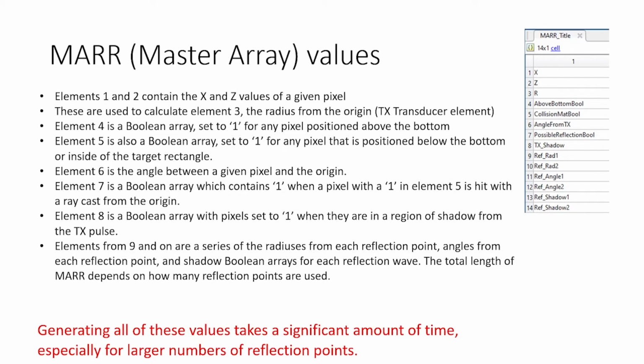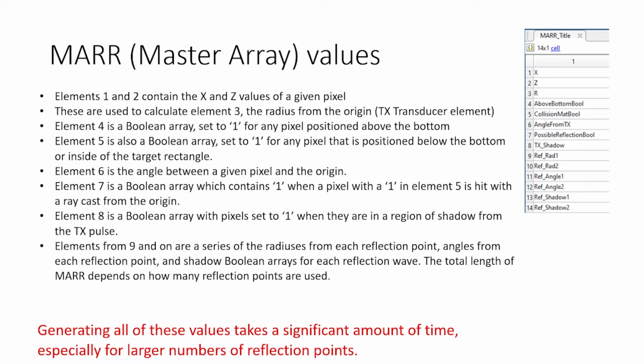Some of the most important ones here are element 8 and then elements 9 and on. Element 8 is a Boolean array with pixels set to 1 when they are in a region of acoustic or sound shadow from the transmit pulse. So if the target is blocking a region from being hit by the transmitted pulse, then that region that is blocked will be filled with 1s in my master array, which lets the code know not to plot the transmitted wave there. And then elements 9 and on are basically all of these important values here, like the radius, the angle, and the shadow array for all of the discrete reflection points I configure in the code. So the length of elements 9 and on, or the length of the total master array, depends on how many reflection points I have set.